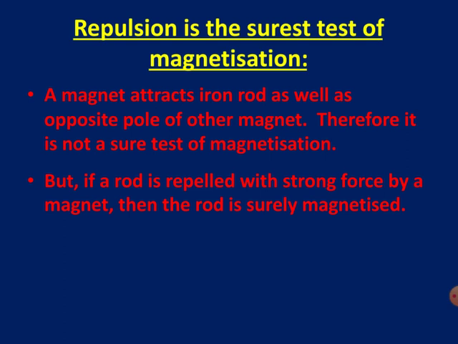Now when you bring an iron rod and try to bring a magnet toward it, both the poles will be attracted to it. That means when you bring the north pole closer toward the iron rod, your magnet will be attracted toward the iron rod. When you bring the south pole toward the iron rod, then also it will be attracted. So we can't judge whether the iron rod is a magnet or not simply by the force of attraction.